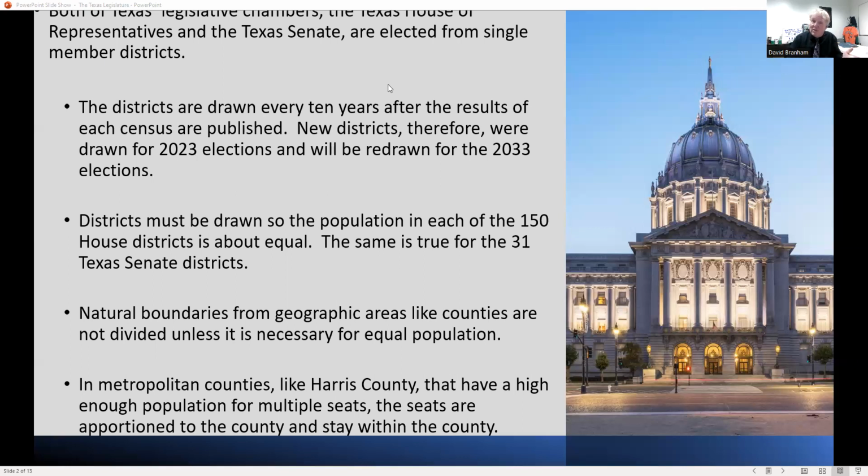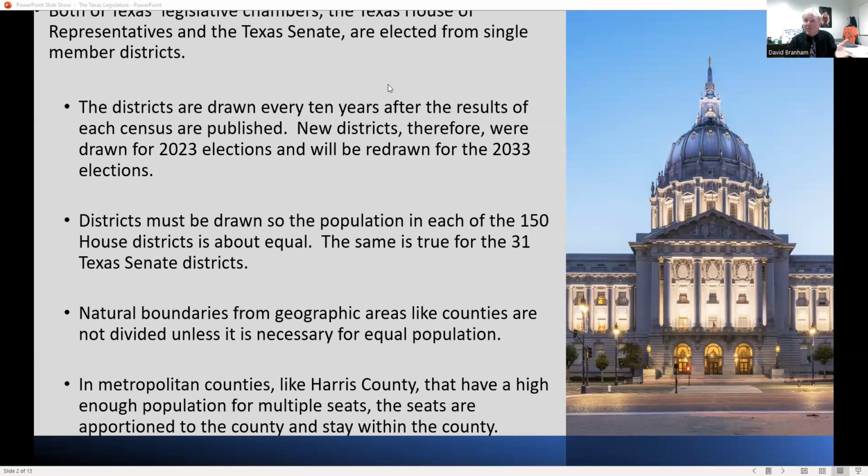In the redistricting process, natural boundaries that form geographic areas like counties are not divided. There are stories of people drawing lines down the middle of apartment complexes and things like that. In Texas, they don't want to do that unless it's absolutely necessary for equalization of population. So it will be a rare occasion when you see an unusual boundary in a legislative district.